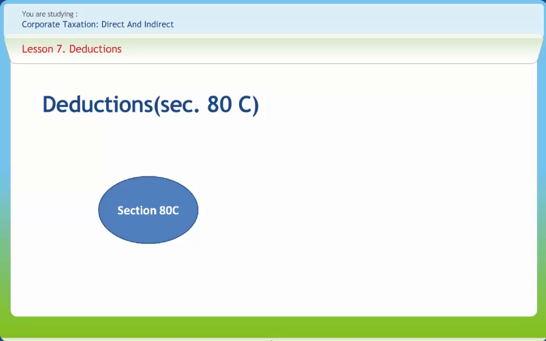Stamp duty and registration charges for a home. The amount you pay as stamp duty when you buy a house and the amount you pay for the registration of the documents of the house can be claimed as deduction under Section 80C in the year of purchase of the house.